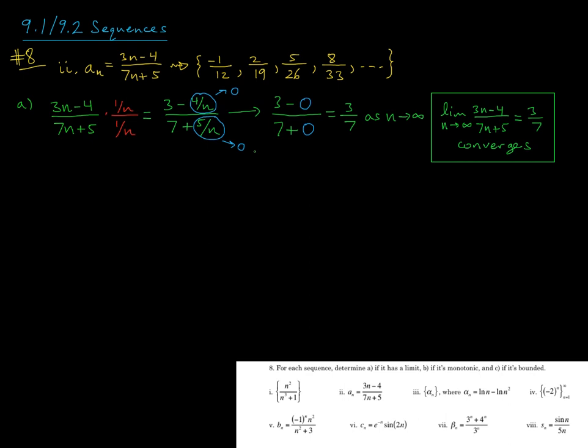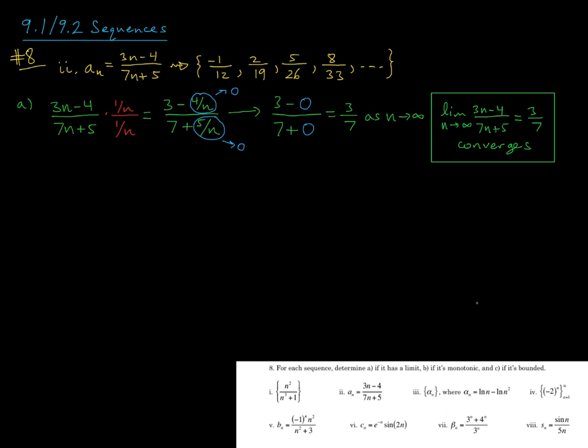Well, we can do a similar maneuver as in the last example. I'm going to divide the top and bottom by n. So I get 3 minus 4 over n all over 7 plus 5 over n. 4 over n and 5 over n go to 0. And so this thing will converge to 3 minus 0 all over 7 plus 0, which is just 3/7. So this sequence converges to 3/7.